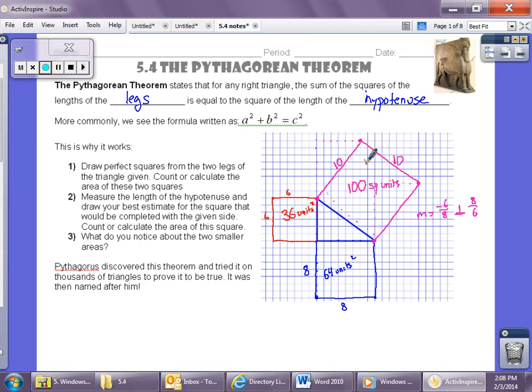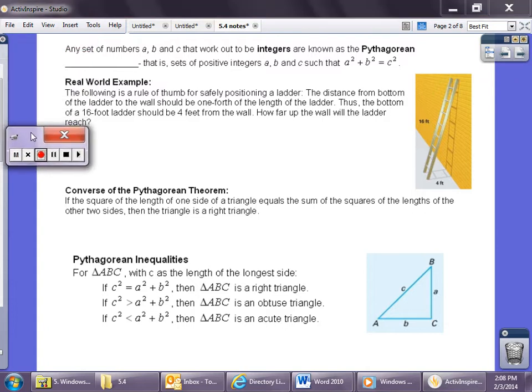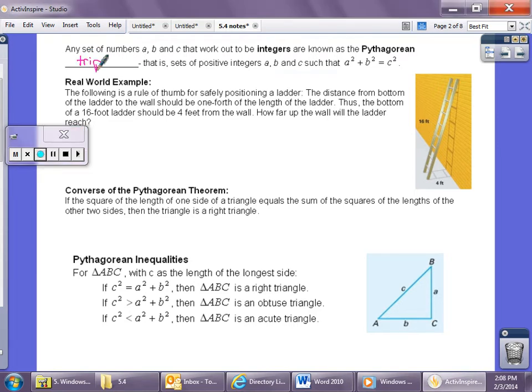Now, Pythagoras discovered this theorem and tried it on thousands of triangles, and it proved to be true. That's why they named it after him. So now, if we look at this, any set of numbers a, b, and c that work out to be integers are known as Pythagorean triples, because it's three numbers that work out to give you a right triangle. So it's any positive integers a, b, and c such that a squared plus b squared equals c squared. That will give you a triple.